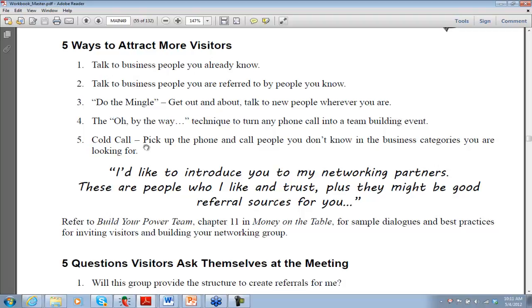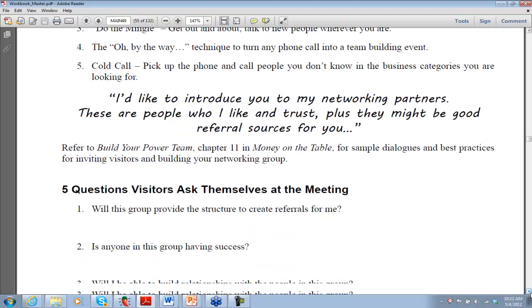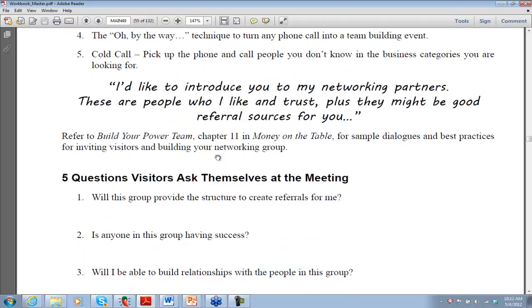Okay, so this is a very simple line that you can see on page 49 to make that transition from identifying and warming up a prospect to actually inviting them into your meeting. If you see in the workbook, we're also referring you to Chapter 11 in the Money on the Table book. We've got extensive dialogues and best practices for inviting visitors and building your network. So definitely refer to Money on the Table for a lot of dialogue specifically on inviting different types of people into the network.